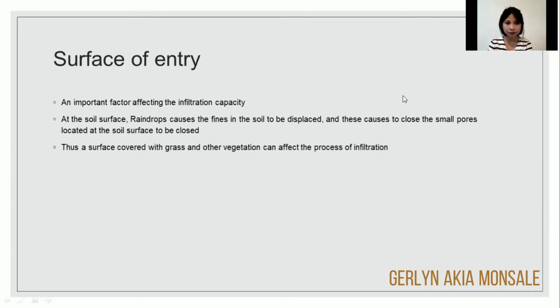Thus, a surface covered with grass and other vegetation can affect the process of infiltration. A well-structured soil is less prone to break up, and the impact of raindrops is minimized if the soil surface is protected by plants. Vegetation allows greater infiltration because the roots of the plants actually absorb the excessive water.